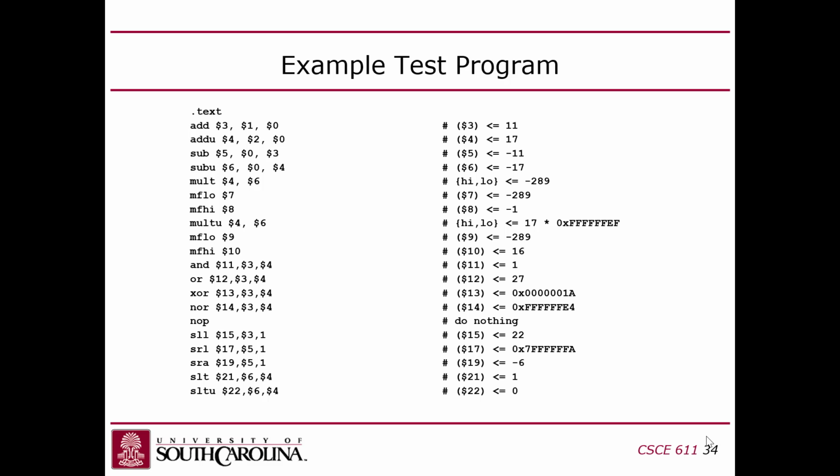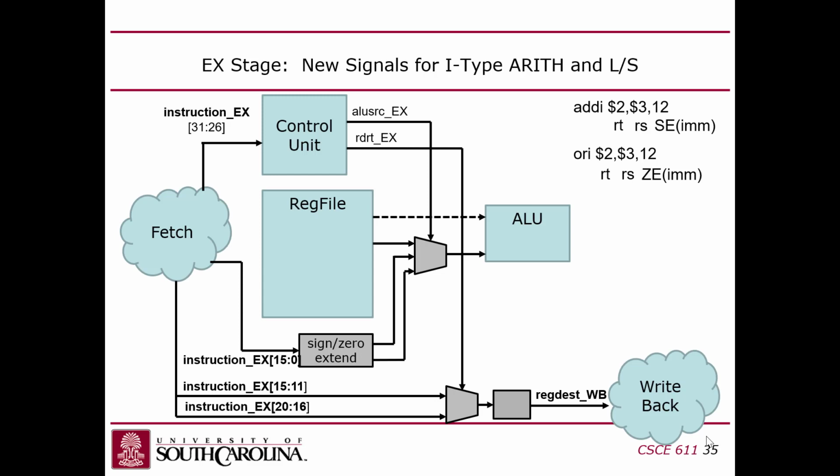So that's a test program you might want to use. Okay, so what I've shown you so far is just the R-type instructions. It gets a little bit more complicated, but not much more, so to get the I instructions, the I-types in there. The I-types, what's the difference between R-type and I-type?